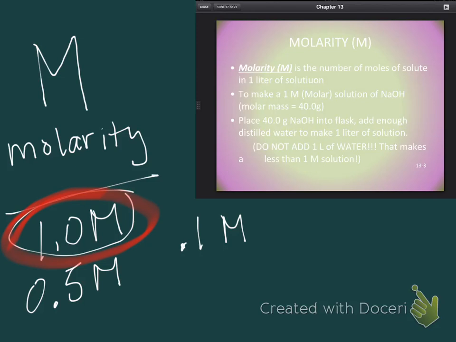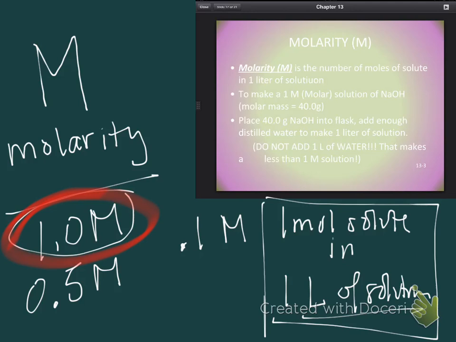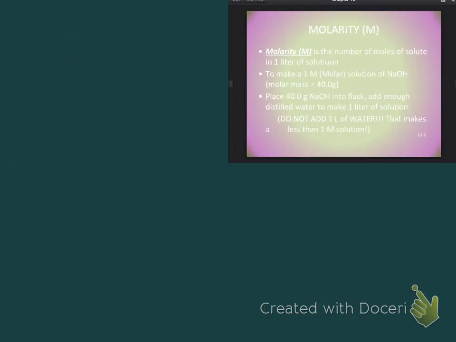Okay? And all that a 1 molar solution is, box this off, it is 1 mole of solute in 1 liter of solution. That's all a 1 molar solution is. 1 mole of solute in 1 liter of solution. Sodium hydroxide. If we wanted to make a 1 molar solution of sodium hydroxide, you would take 1 molar mass of sodium hydroxide, which is 40.0 grams.